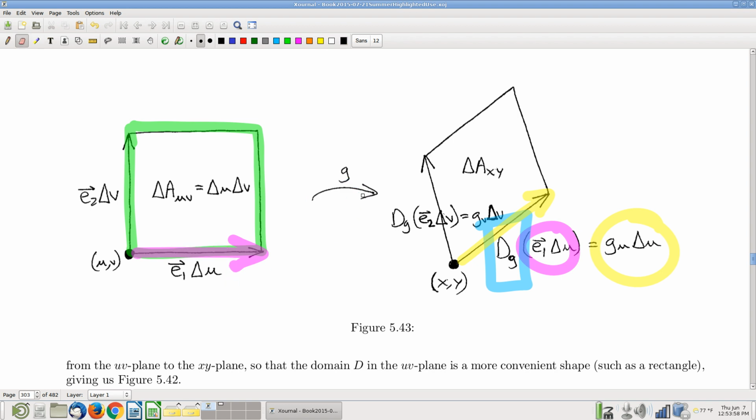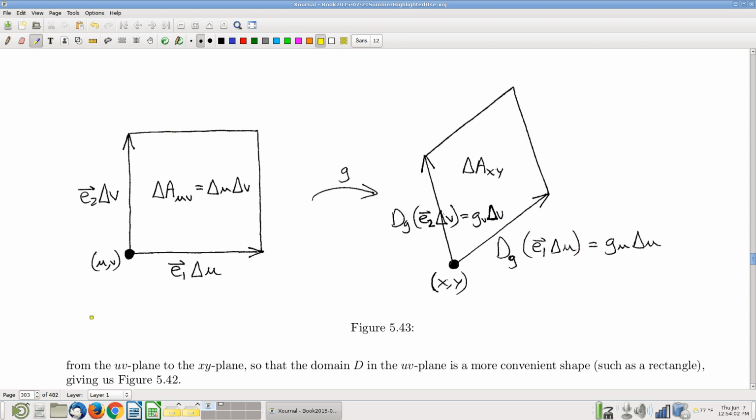Right. So, looking at that edge, we just computed what that is. It's gu delta u. And an analogous argument, if you look at this edge here, E2 delta v, apply the derivative transformation to that. That edge is gv delta v.